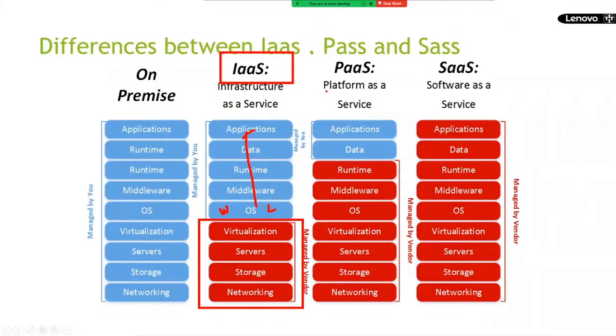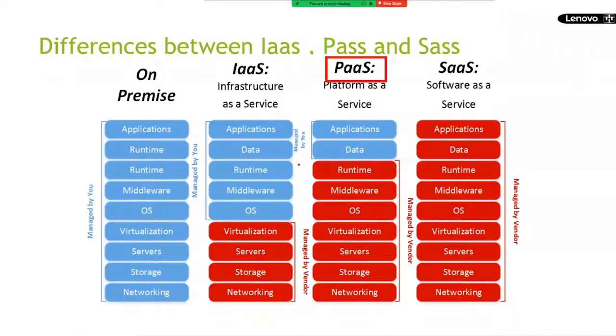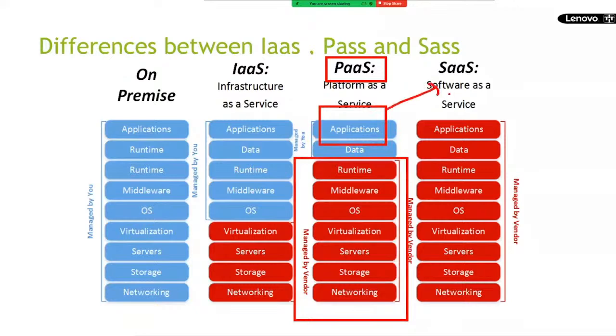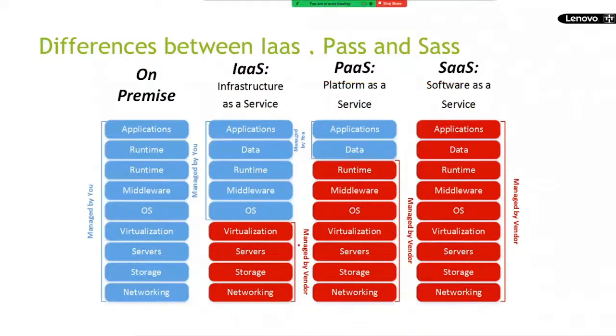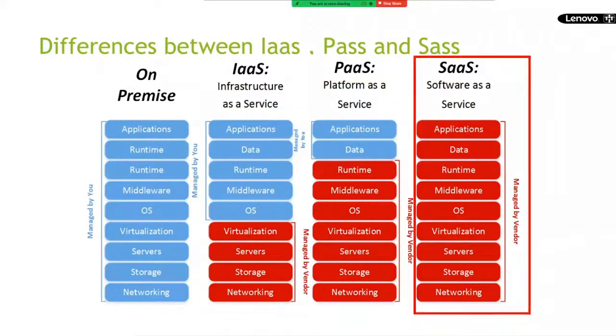Okay, next, PaaS. What is PaaS, guys? Platform as a service. As I said, everything is taken care of by the vendor. You need to take care of your application. What type of application? Maybe .NET, Java, PHP, Python, Ruby. That totally depends on your project requirement. That is PaaS. Next, SaaS, software as a service, means everything is managed by the vendor. You just have to take care of how to use that service.